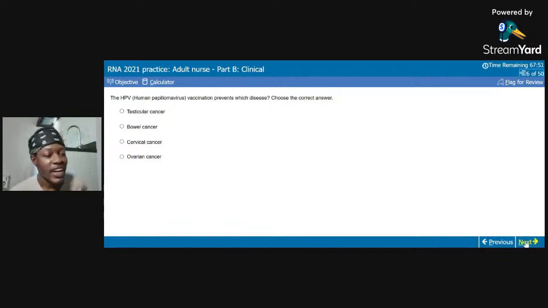Okay, HPV. HPV is from, is it ovarian or cervical? I am really doubting between these two, but I am so sure it should be cervical. So the ones that I'm not sure of, I'm going to flag them for review.